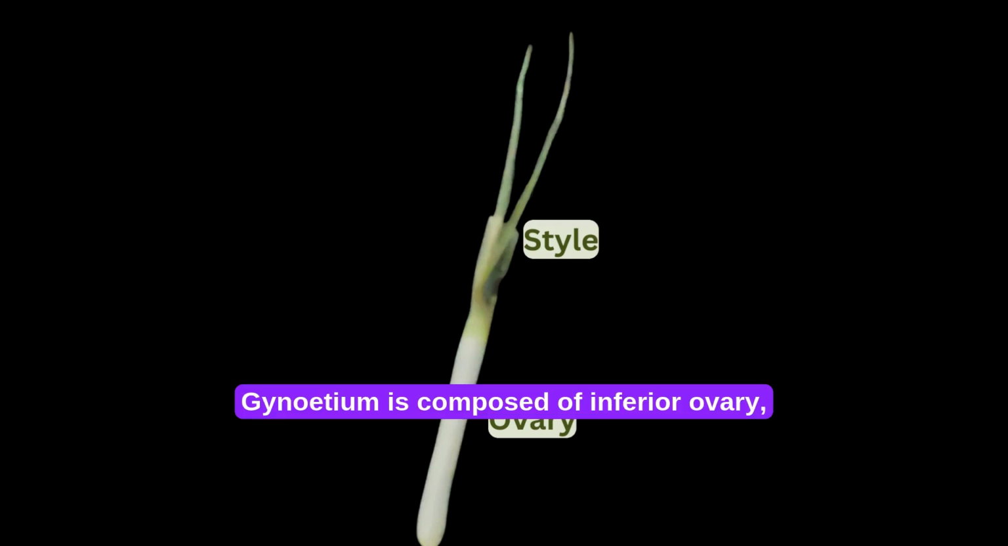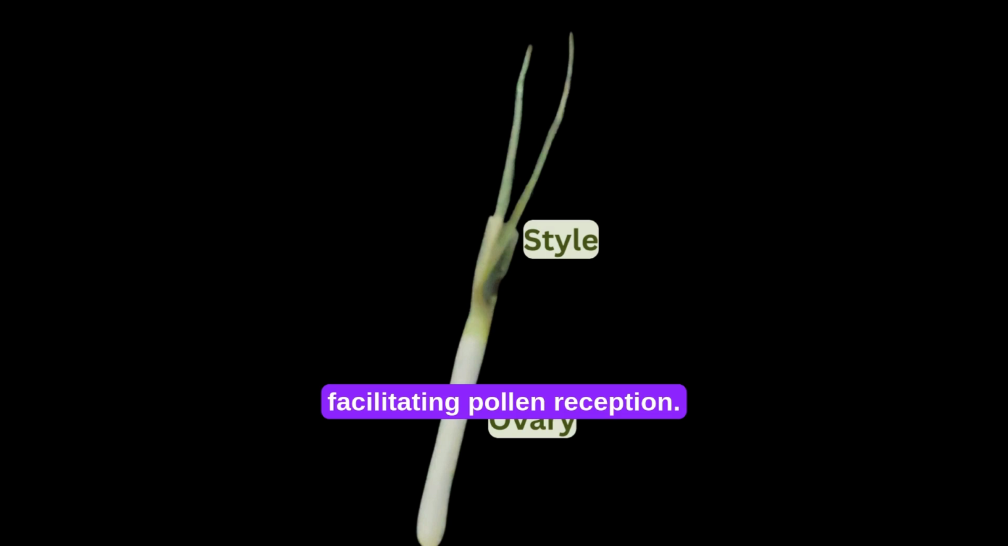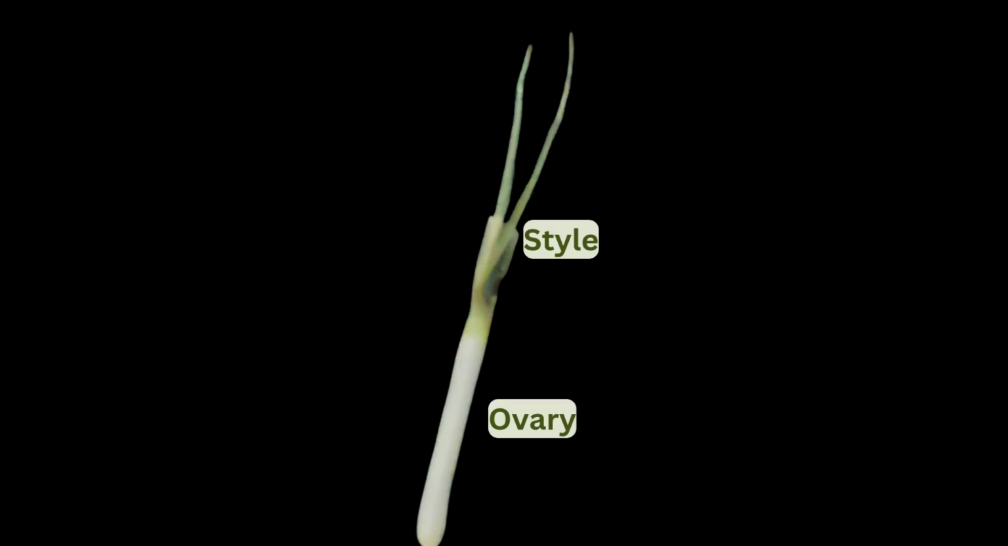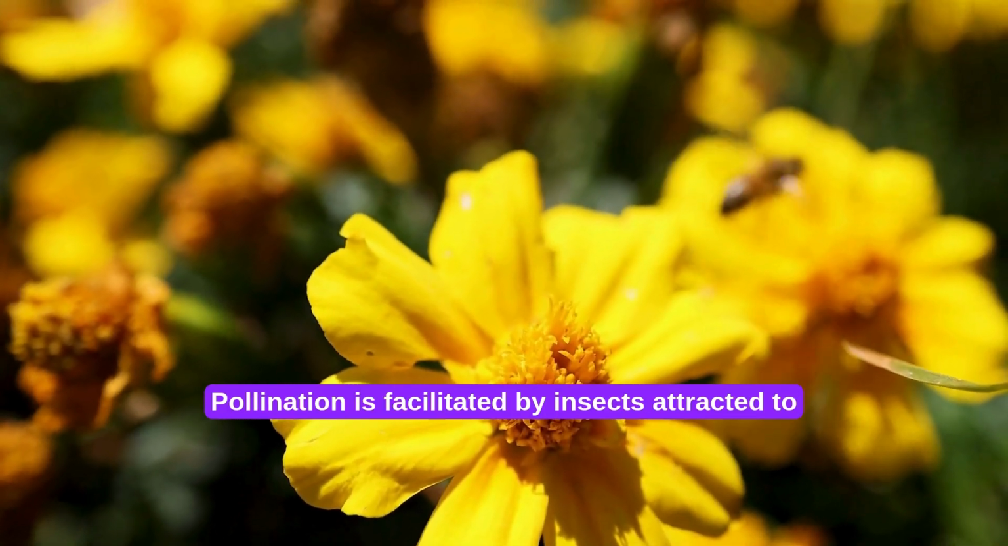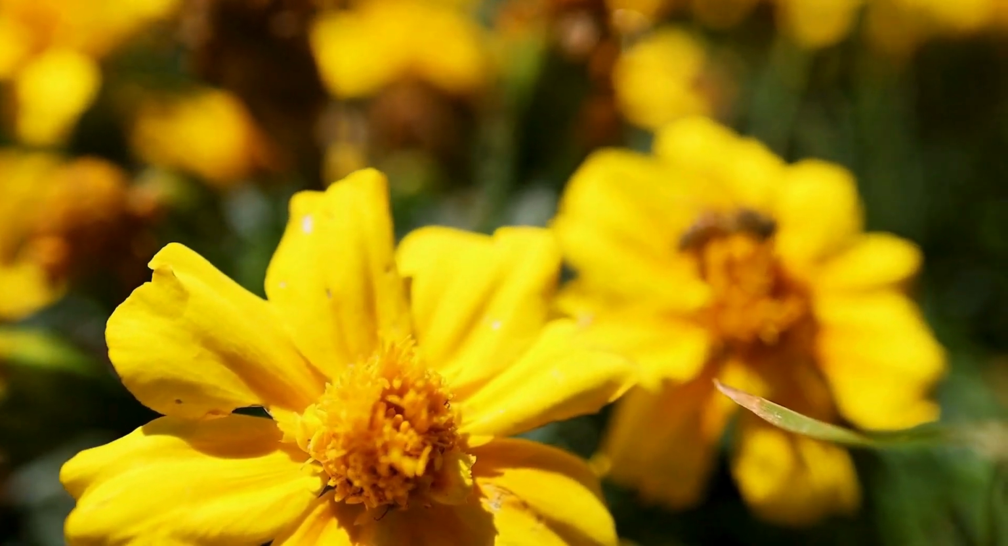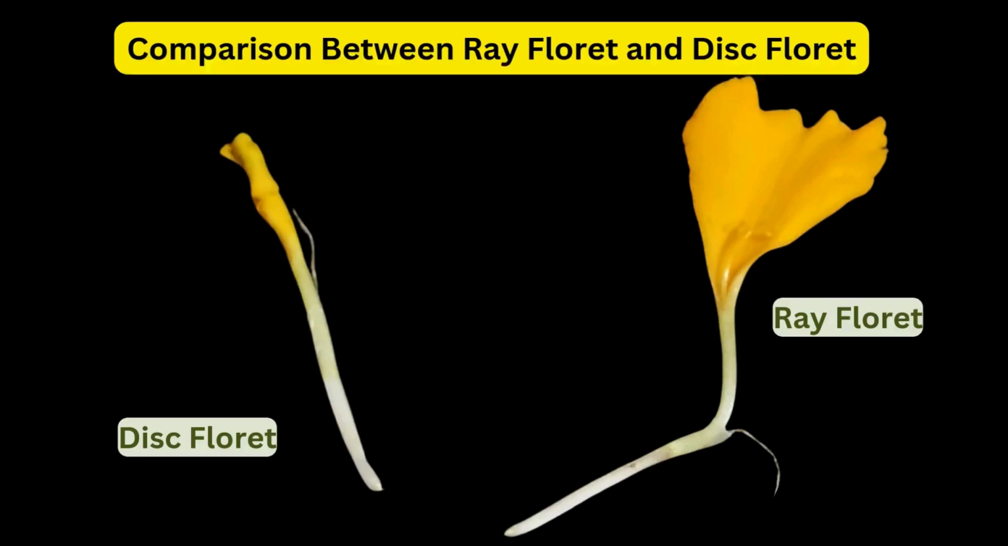Gynoecium is composed of an inferior ovary, situated below the other floral parts. The style is bifid at the tip, facilitating pollen reception. Ovary contains a single ovule. Pollination is facilitated by insects attracted to the capitulum. Fertilized female disc florets develop into achenes, dry one-seeded fruits.